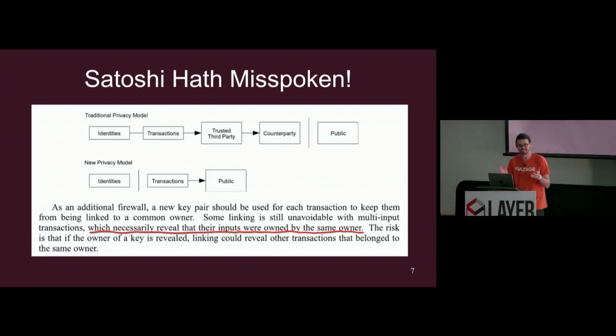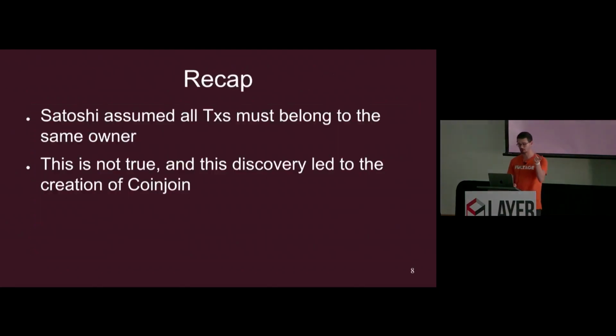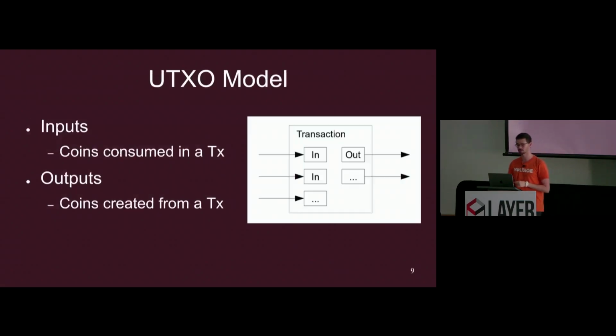So what does this mean? This means that the white paper has a mistake. That clause, which necessarily reveal that their inputs were owned by the same owner, that's not true. That is an assumption. And despite the fact that that's the way most wallets work today, that is just not true. So just to recap real quick, Satoshi assumed all transactions must belong to the same owner. This isn't true, and that discovery led to the creation of Coinjoin.